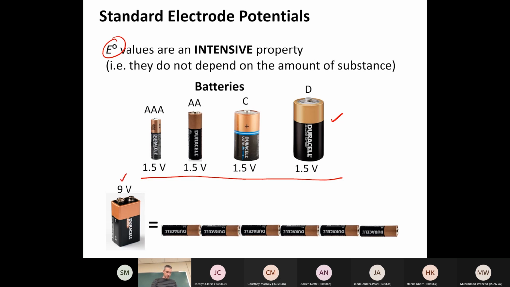The 9 volts: if you place batteries together in series, their voltages add together, right? So you see there's the plus and the minus, the plus and the minus, and so on. Basically, if you connected these to each other, you would get 9 volts, but they're each just 1.5.